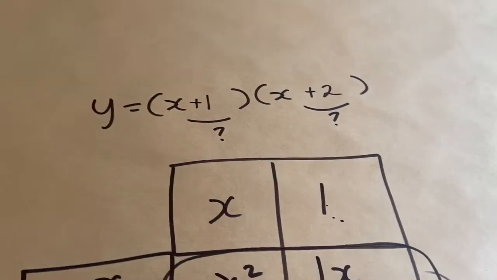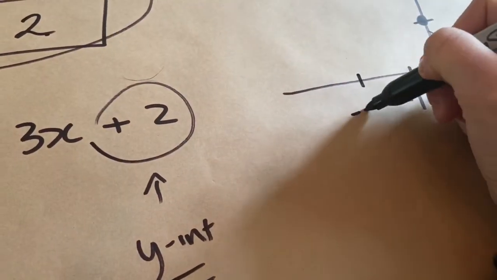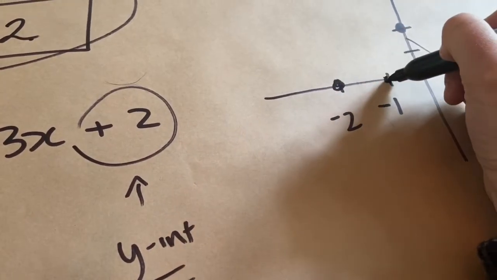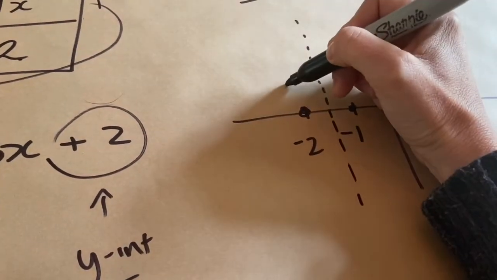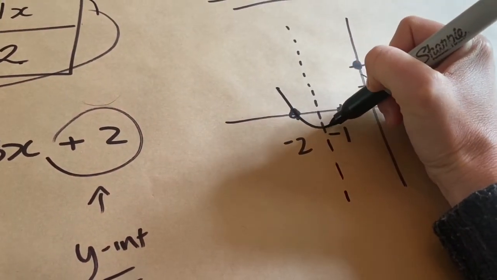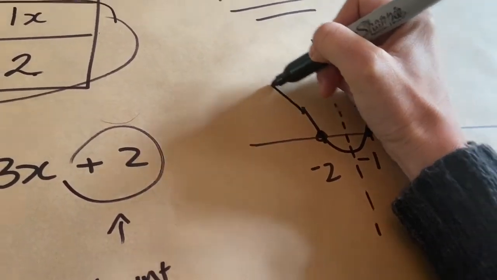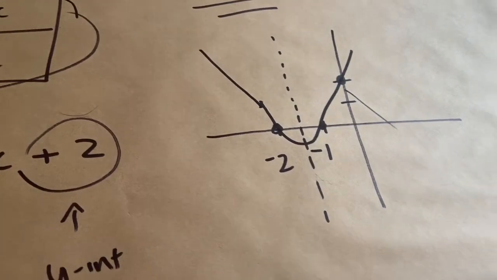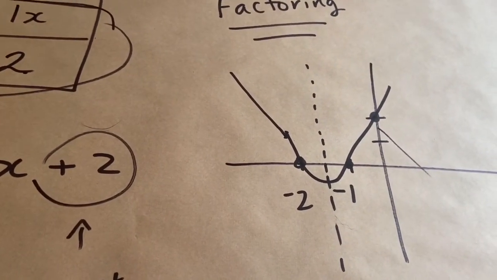x plus 1 equals 0 is minus 1. And x plus 2 equals 0 is minus 2. I know that these are my zeros. I know that the axis of symmetry is right in the middle. So it's going to do this, that. It's going to go through the y-intercept of 2. There's my curve. I know it's not that pretty looking, but let's check in Desmos to make sure we did this right.